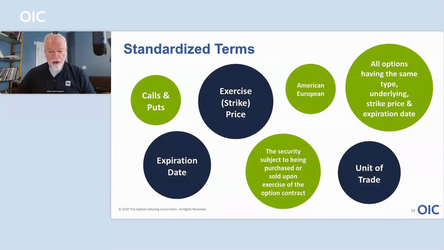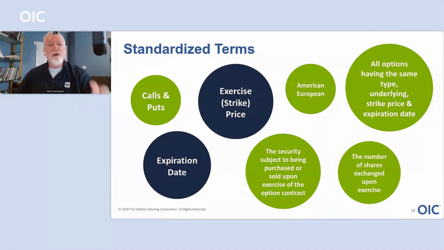Where are we now? We are on the class and series. So pardon me about that. The class and series is going to be all options having the same type, underlying, strike price and expiration date. We're a little bit out of order on that, so I apologize because we haven't gotten to exercise or expiration date yet. The unit of trade, that's going to be the number of shares that exchange hands in the event of exercise or assignment.